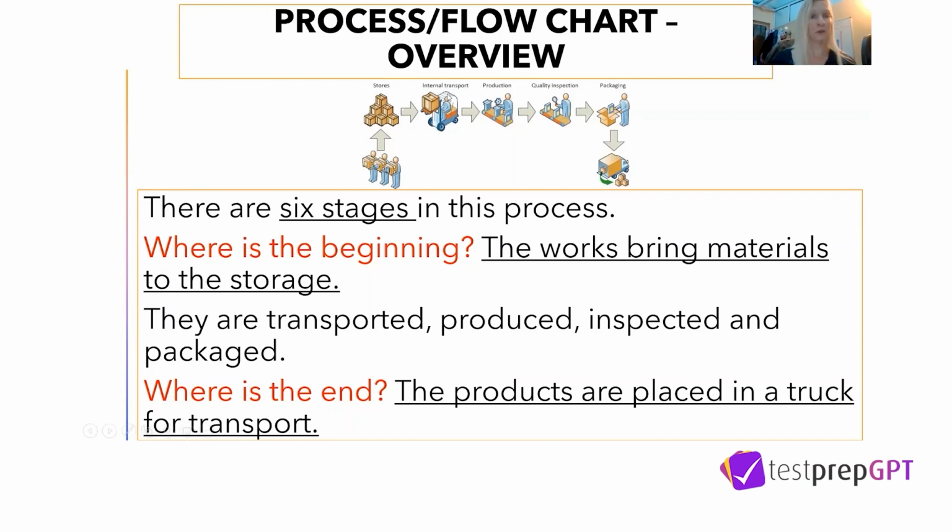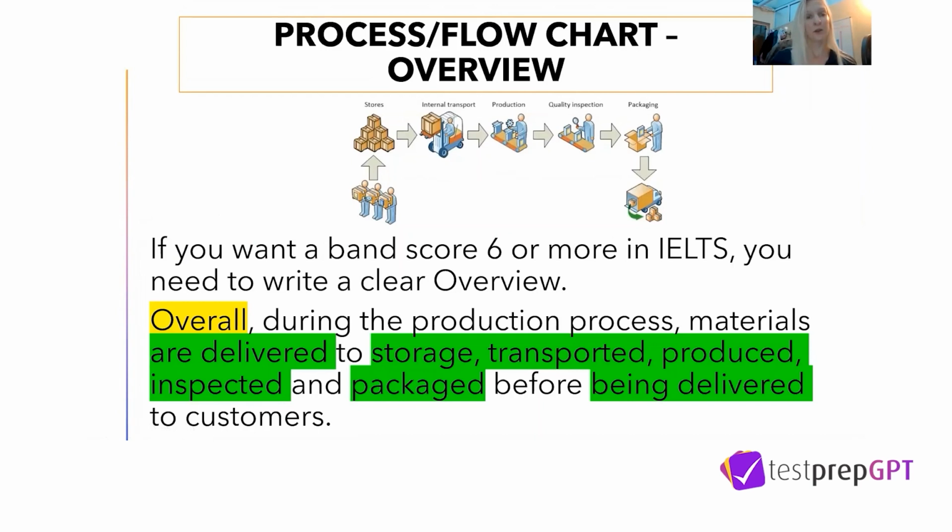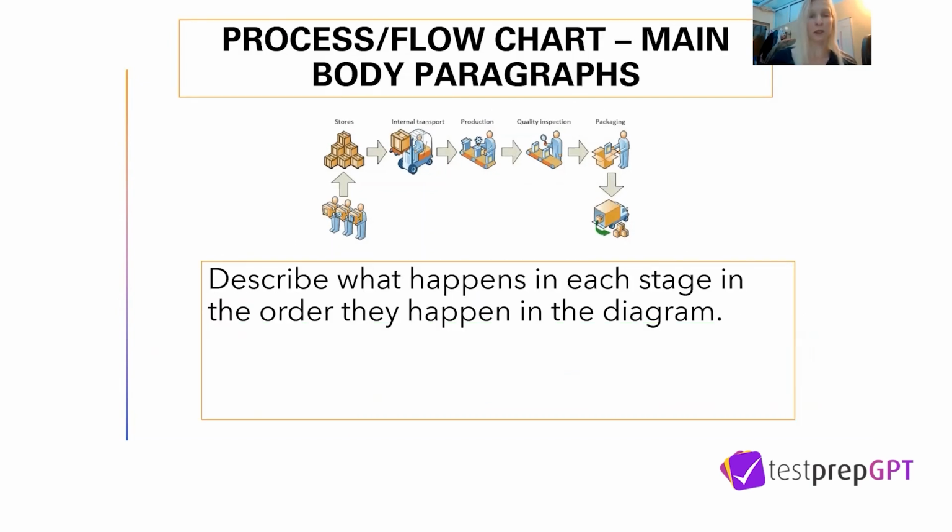And then they seem to be transported, produced, inspected, packaged. And the end part is where they're delivered in a truck. So this is what I've written. I've used a nice linker overall, and I've said, well, overall, during the production process, materials are delivered to storage, transported, produced, inspected, and packaged before being delivered to customers. So that's a very simple overview.